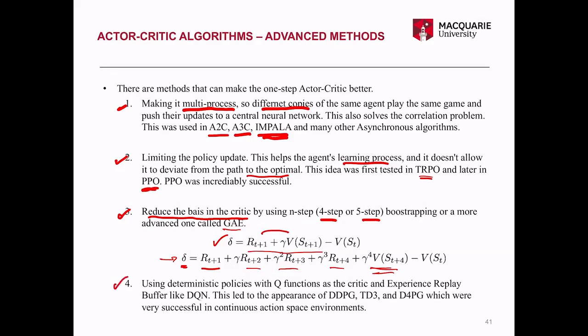And the final advancement is using deterministic policies with Q functions as the critic and an experience replay buffer, like DQN. This led to the appearance of DDPG, or deep deterministic policy gradient, TD3 and D4PG, which were really successful in continuous action space environments. They also use that for robotics and many other relevant topics.